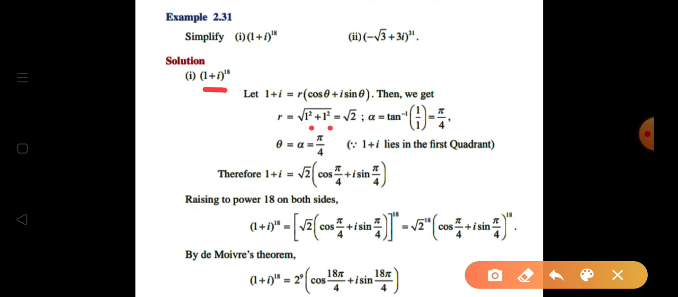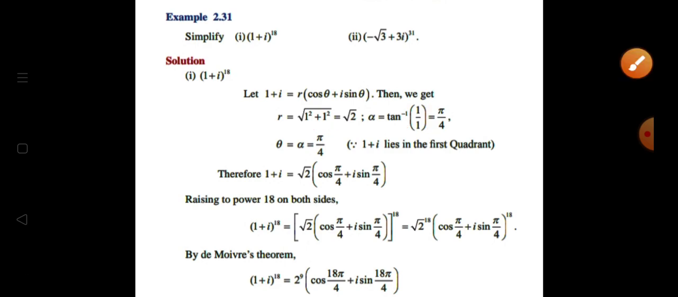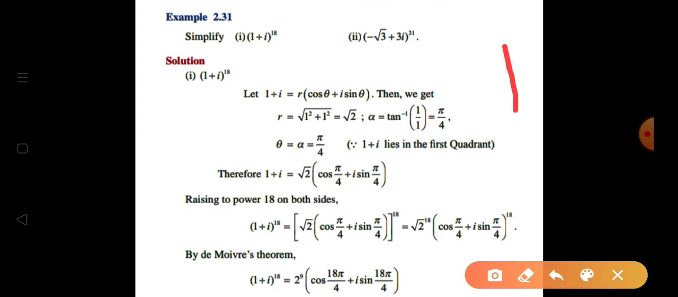Next, alpha is equal to tan inverse y by x. Here y is equal to 1, x is equal to 1. So tan inverse 1 by 1, that is tan inverse 1. Which degree has tan value 1? This is 45 degrees, so pi by 4. Once again listen, 1 plus i appears in which quadrant? Both x and y are positive, so 1 plus i is in the first quadrant. Here both are positive values.